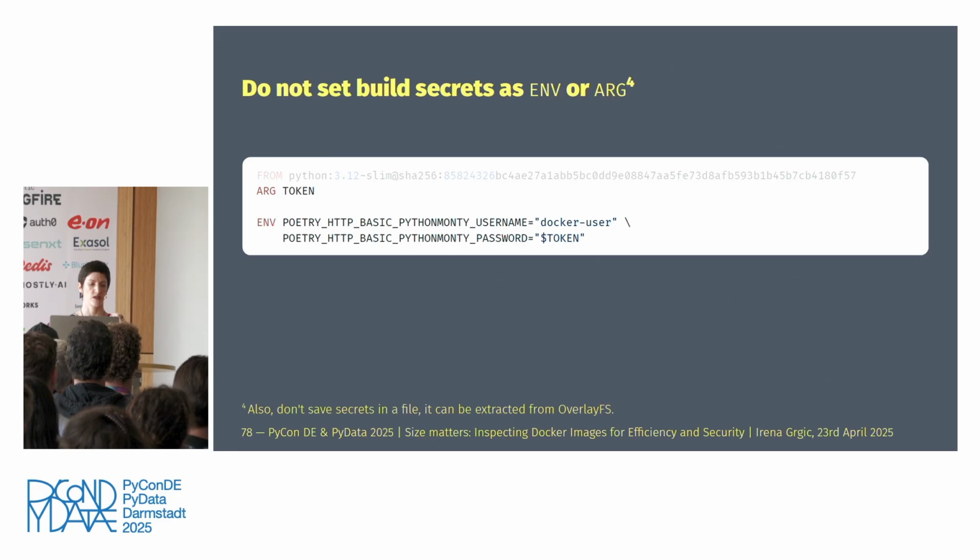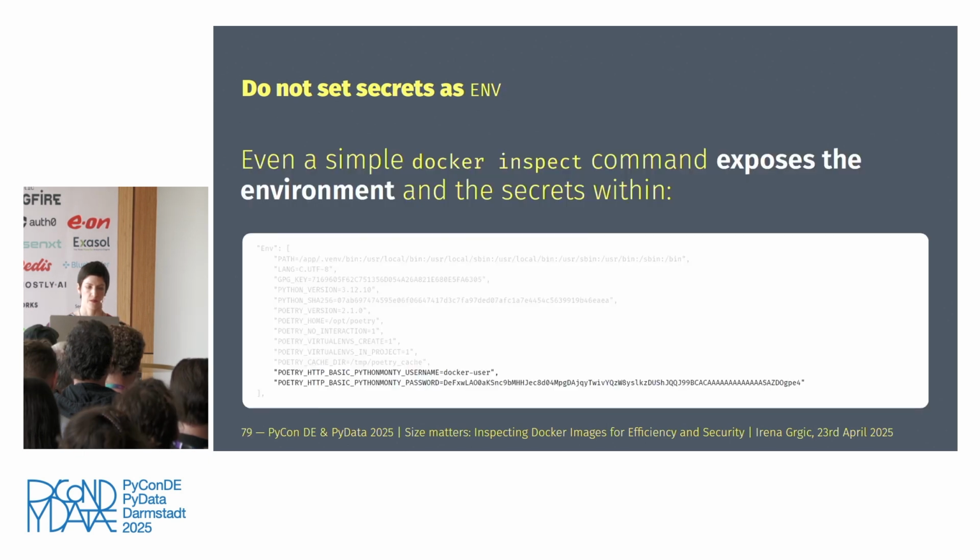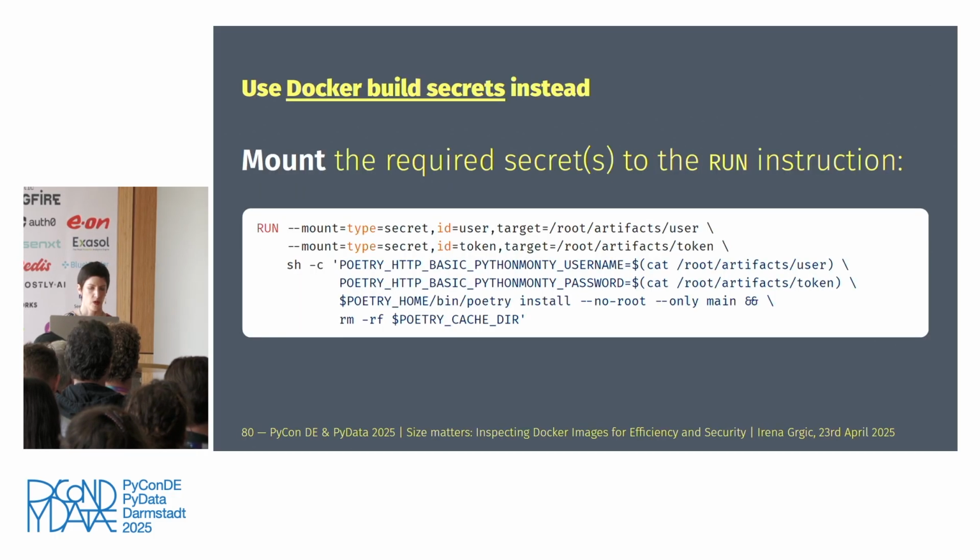Setting it into the environment is also the same level of bad. You can see it in the container. It's also unmasked. You can see, yeah, with docker inspect, you can even see the value of the secret. There is a really simple way to solve this, and this is by using Docker build secrets.